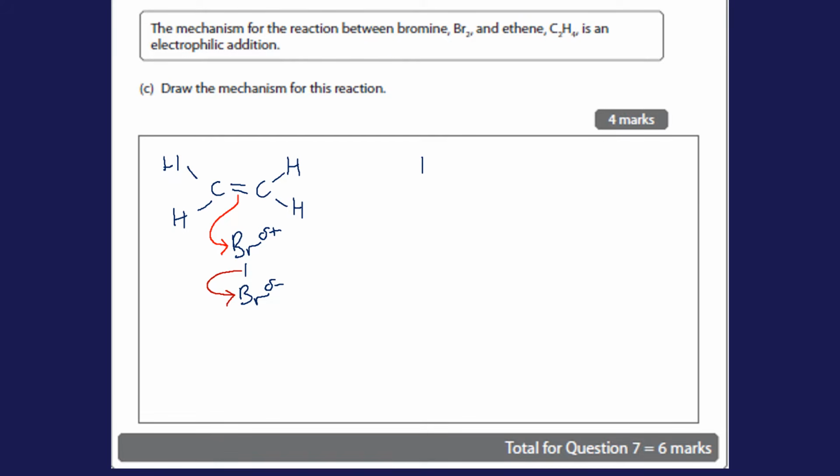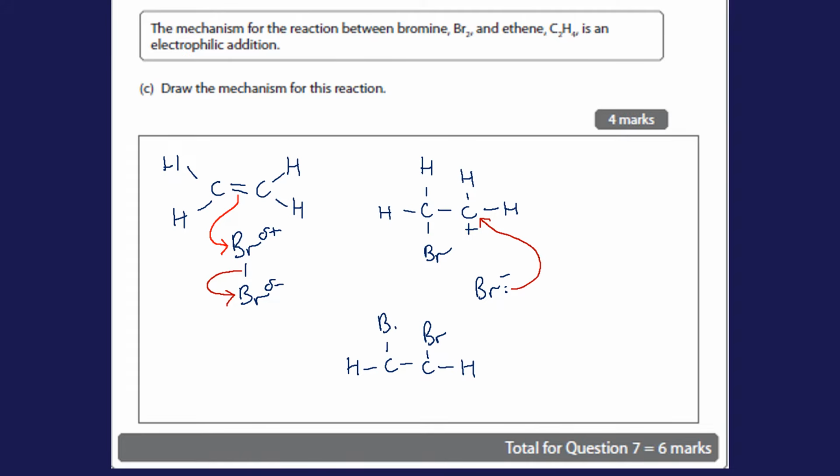Then what was I left with? Well, the bromine has then bonded to one of the carbons. I don't need to worry about carbocation stability here because it's symmetrical. So I have my carbocation and my bromine that didn't bond was left with a lone pair. And then it did this. And then I'll draw my final product, which is 1,2-dibromoethane.